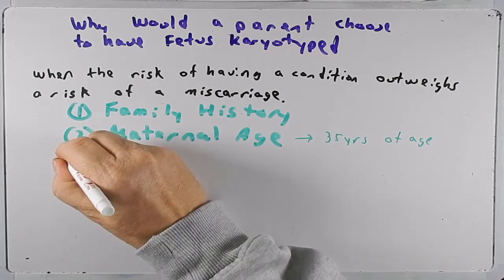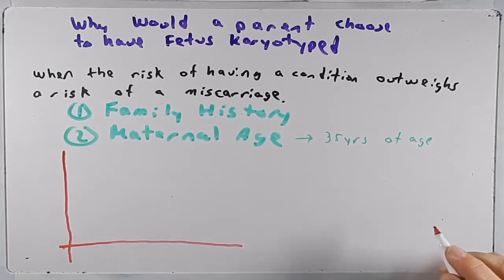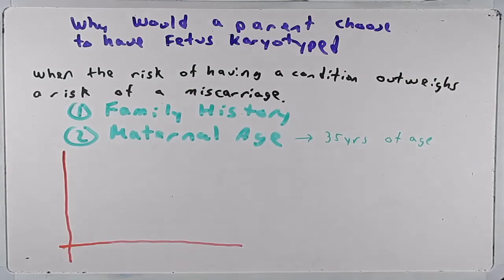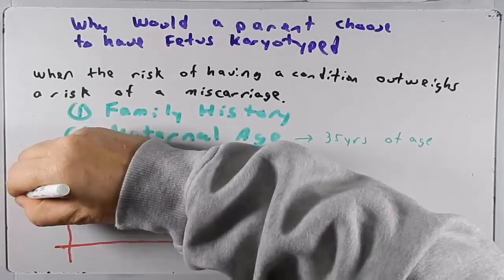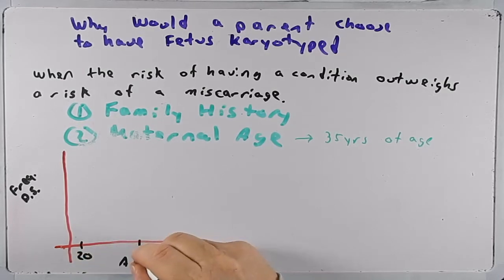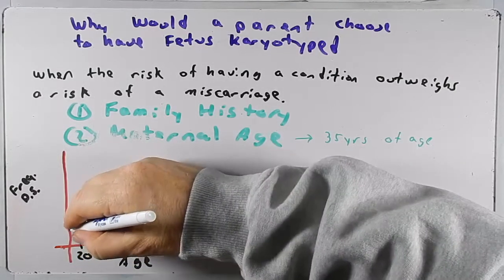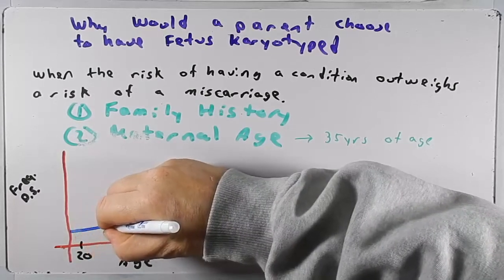So let me replicate a very common table that we use often to represent why we know age matters for the mom. Over here we're going to have frequency of Down syndrome, which I'll abbreviate DS. And down here we'll have age. And we'll start around age 20, and we'll go 30, 45. We know that the risk of having a child with Down syndrome is about the same from before age 20 all the way to age 30.